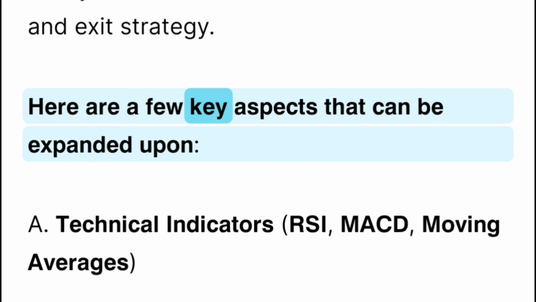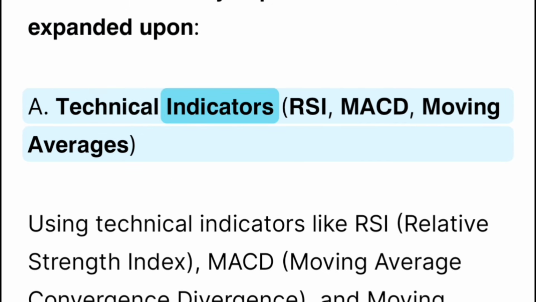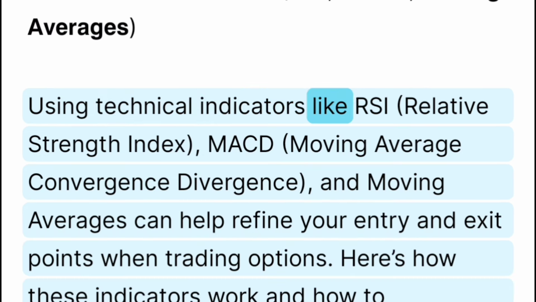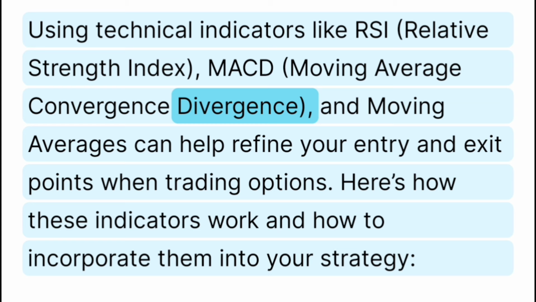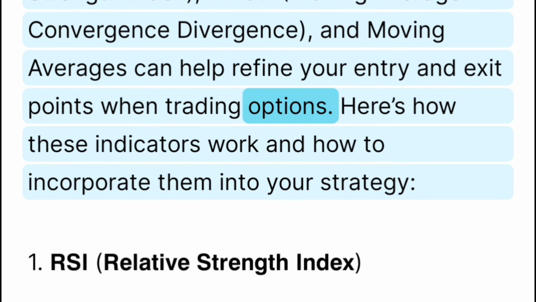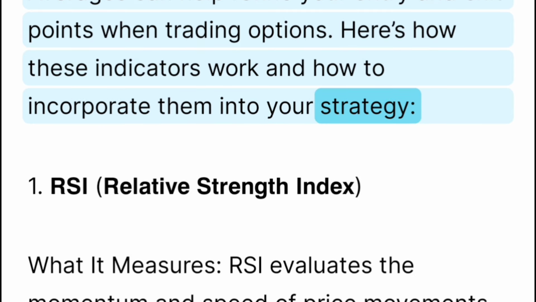Here are a few key aspects that can be expanded upon. A. Technical indicators, RSI, MACD, moving averages. Using technical indicators like RSI, Relative Strength Index, MACD, Moving Average Convergence Divergence, and moving averages can help refine your entry and exit points when trading options. Here's how these indicators work and how to incorporate them into your strategy.